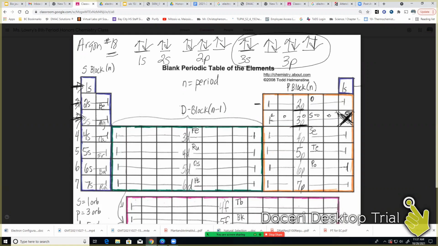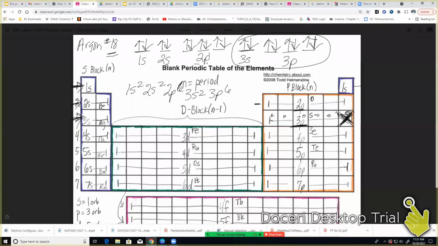To get from that to my configuration or longhand notation, I just turn the arrows into superscripts. So it becomes 1s2, 2s2, 2p6, 3s2, and 3p6. So in case I haven't said it, you'll see it gets a little bit repetitive because you're always starting the same way.